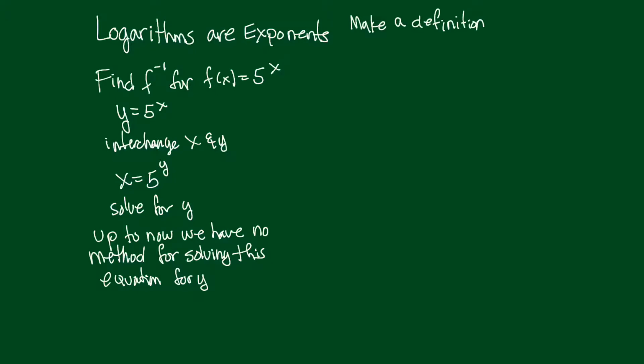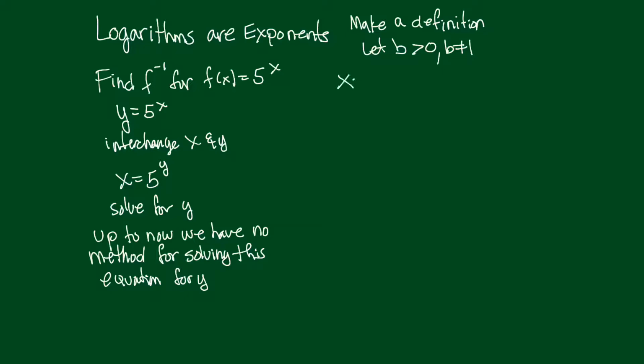So what we're going to do is make a definition. We're just going to say what y is, right? x equals 5 to the y. What is y? We're going to say what it is in a definition. So we'll make it general. I'm going to let b be some constant greater than 0, not equal to 1. And I'm going to write this.